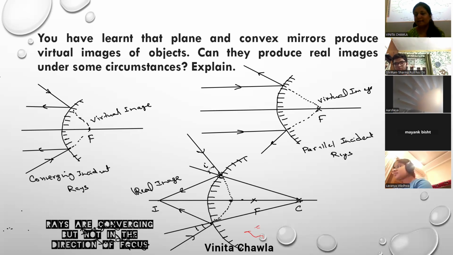So this is the real image, because real image always forms where the rays actually meet at a point, and this position is the position of virtual object. So we say that there is a virtual object which is placed behind the mirror, and we are getting the real image of that virtual object which is placed behind the mirror. Okay, this is how you have to do this question. Clear?